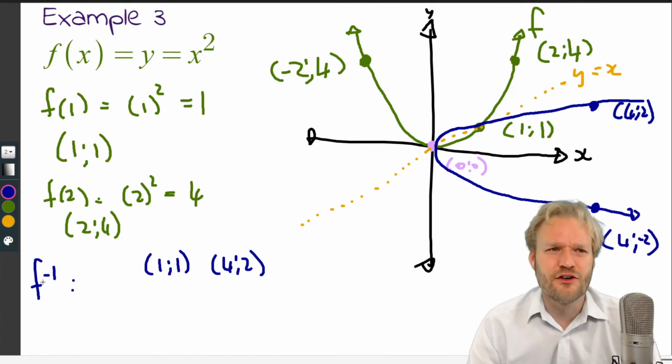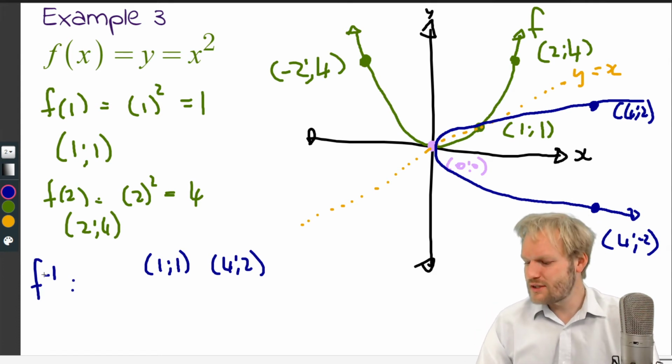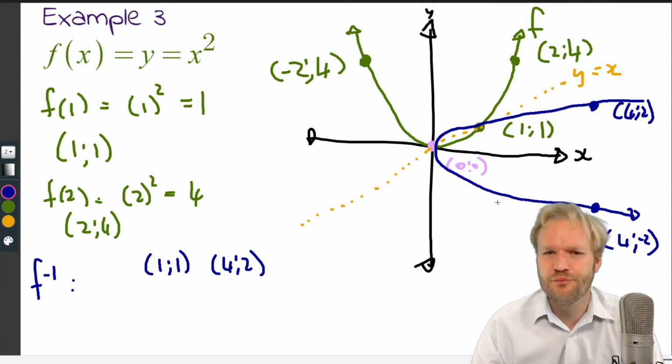Now, is the inverse a function? No, definitely not a function at all, because we could draw a vertical line and hit it twice. Look, here's a point. We hit the same input, which gives us two outputs. Okay.